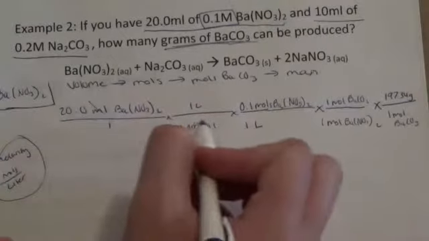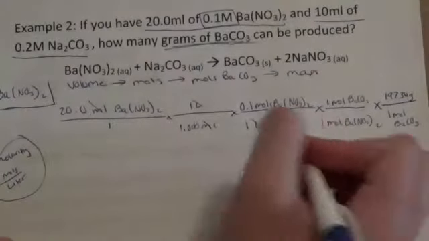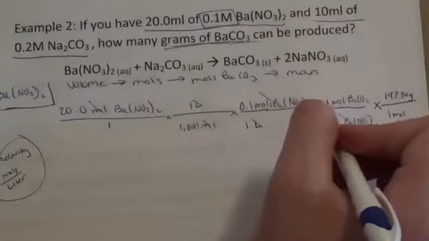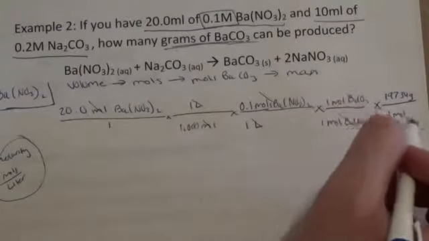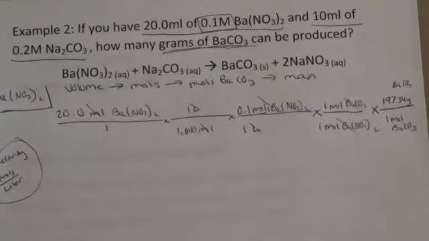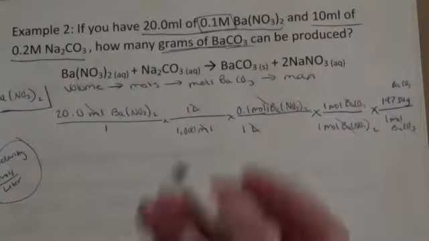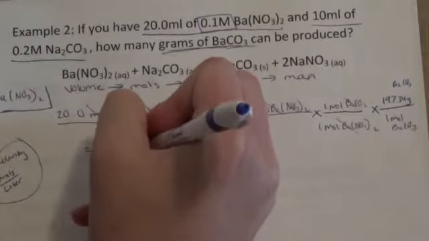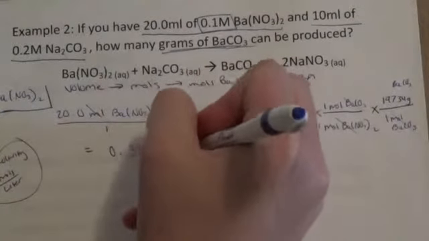So here we've got milliliters, milliliters, liters, liters, moles Ba(NO3)2, moles Ba(NO3)2. Then we've got 1 mole BaCO3, moles BaCO3, and we're going to end with the grams of BaCO3. So you go through and do all that on your calculator, and you're going to end with 0.394 grams of BaCO3.